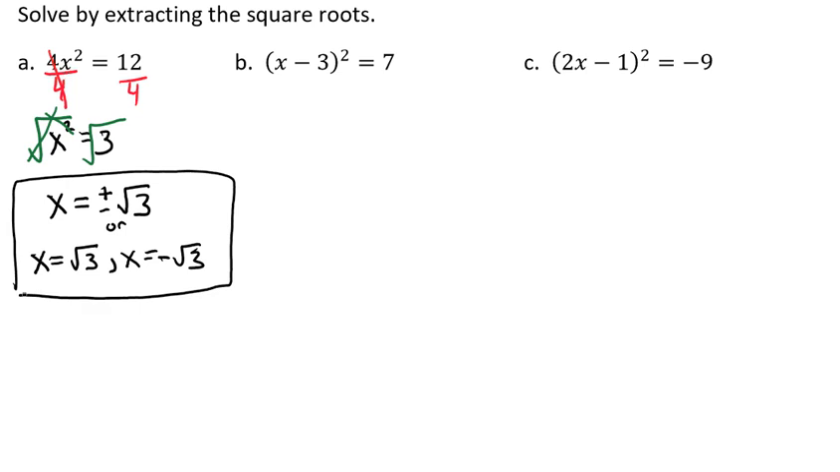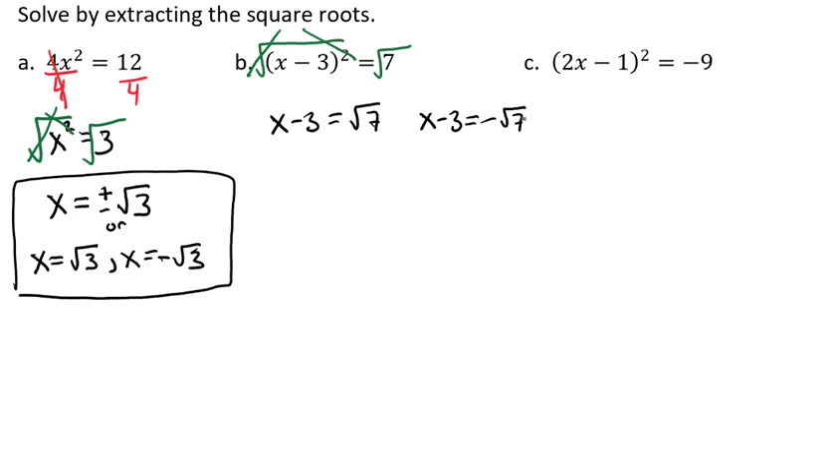Let's take a look at letter B. Here we have the quantity x minus 3 squared equals 7. The first thing we need to do is get rid of the square. Here we have parentheses, so we can't do anything with the 3 to get rid of the square. So we'll square root both sides, and our square root and our square will cancel each other out. Remember that when we take the square root of a variable, we have to account for the positive and the negative solution. So we'll solve x minus 3 equals the positive square root of 7, and x minus 3 equals the negative square root of 7.